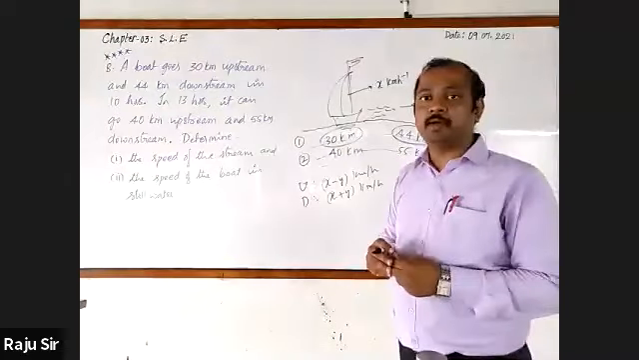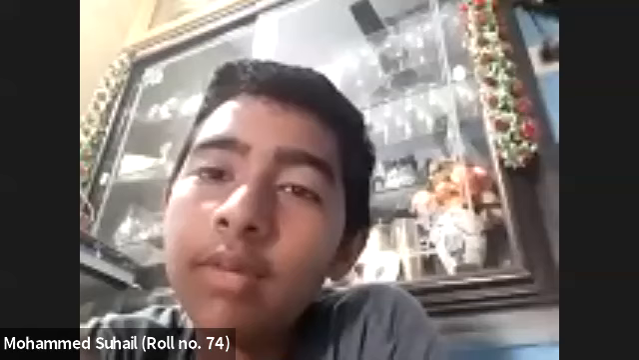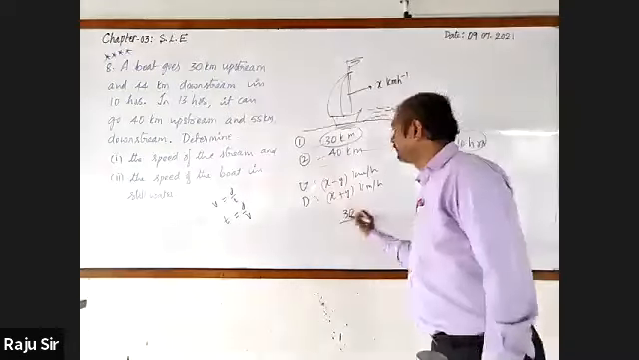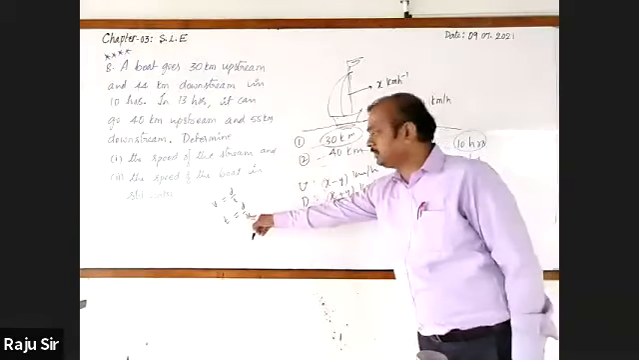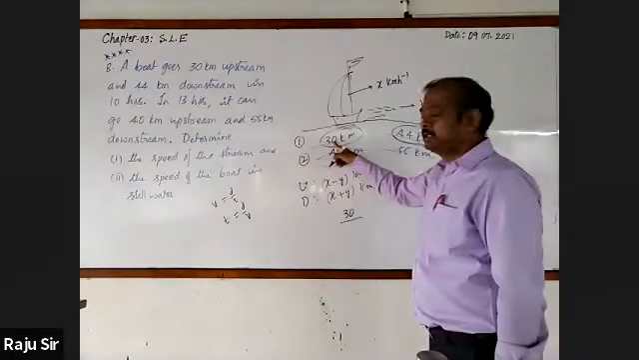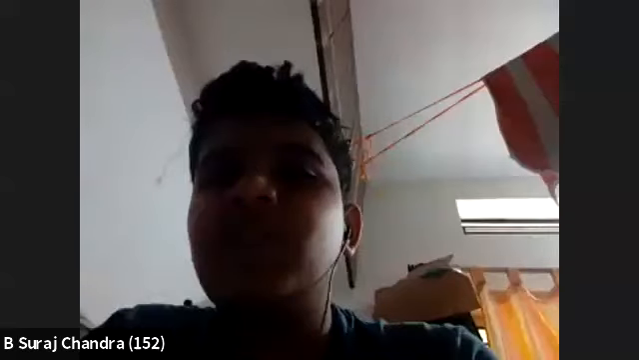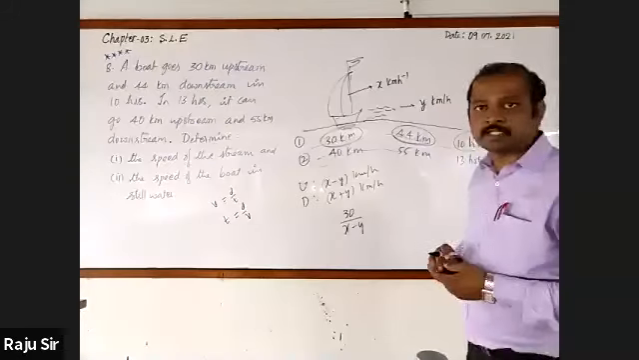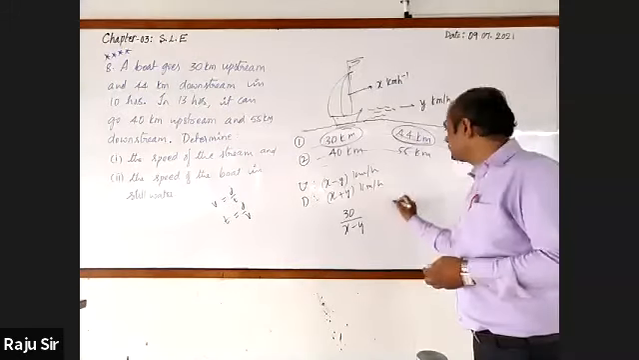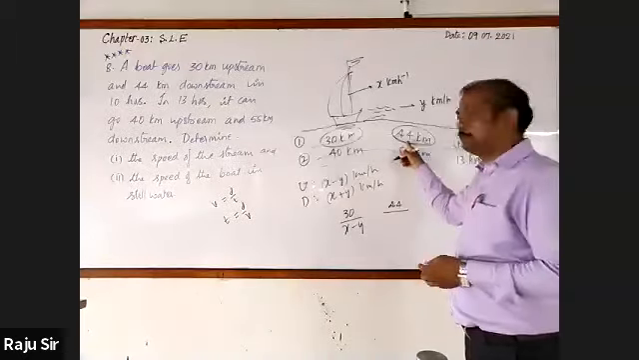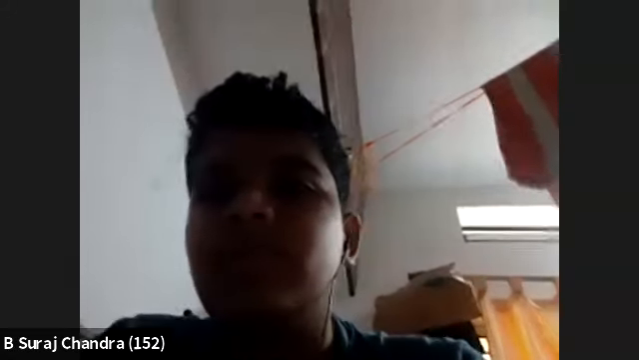Yes, sir. If so, then what is the time formula? Time equals distance by velocity. First, to cover 30 kilometers, how much time has it taken? T is equal to D by V. 30 by what is the speed in upstream? x minus y. So 30 by x minus y. In downstream, it covers a distance of 44 kilometers by x plus y.